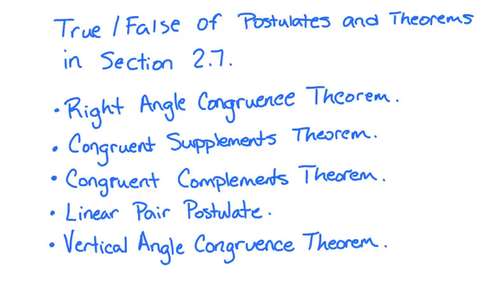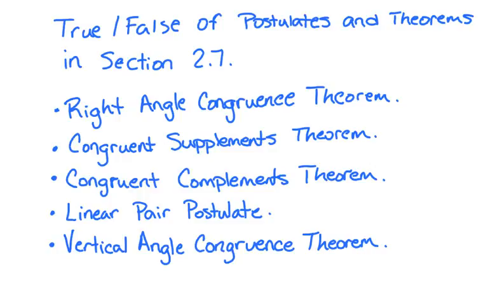So, for example, you may have a statement on the test that says all right angles are supplementary. Well, that's not true. We can determine that all right angles are congruent to each other because all right angles have measurements of 90 degrees. So 90 degrees is equal to 90 degrees, meaning they're all congruent. They're definitely not supplementary. So watch out for things like that on the true-false section.